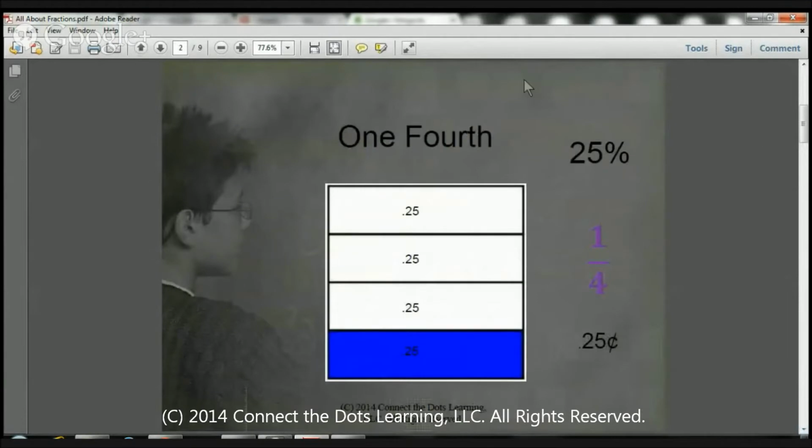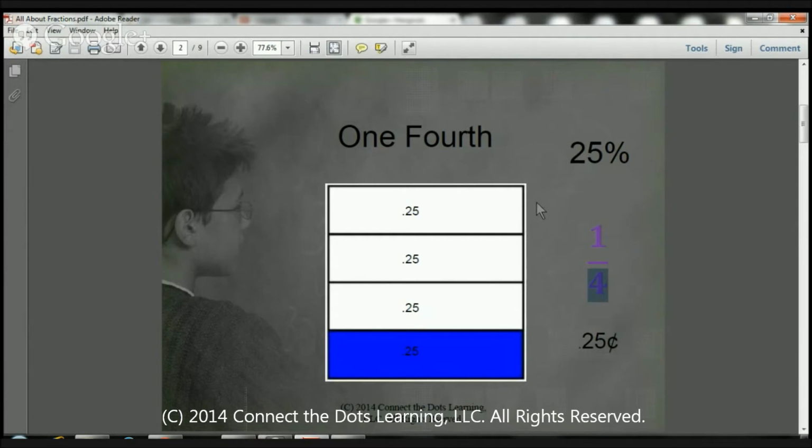So first of all, here we have 1/4. 1/4 is written this way. The top number is the numerator, the bottom number is the denominator. And here you see that one piece of this square is shaded. That symbolizes the numerator. We've got 1, 2, 3, 4 pieces. That's the denominator.